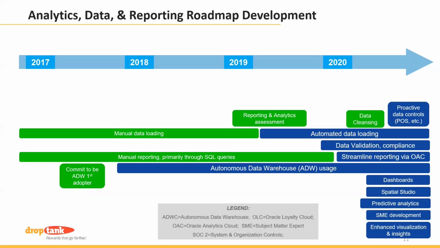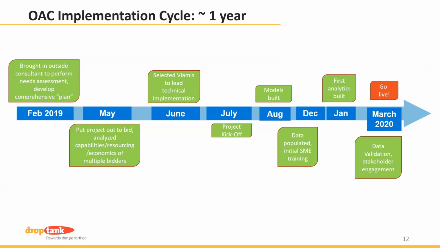You can see some of the words that are associated with the green: manual, assessment, cleansing. We've transformed our business to the point where now our business is much more automated. We have good controls in place to make sure the data is accurate. And at the bottom right, we're well on our way to getting into some more advanced analytics that I'll talk about before we conclude the presentation.